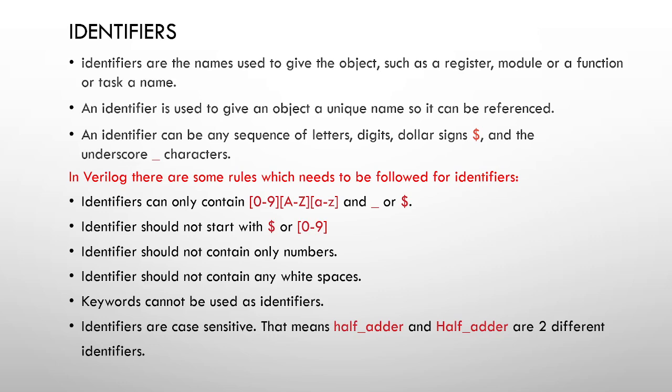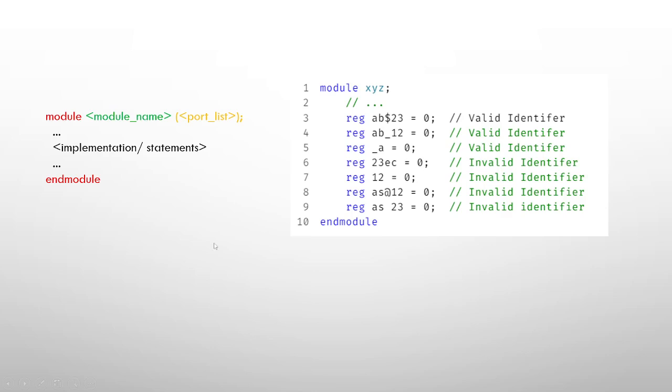Okay, so an identifier is nothing but the name that you are giving to your particular module, function, variable, or anything else in your program. When you are naming something, you are using an identifier. See here, the module name is where you will be using the identifier. In this program, module xyz, xyz is my identifier, and these are some of my identifiers.